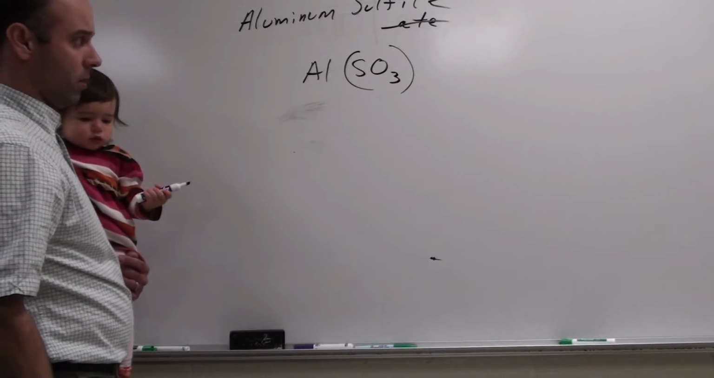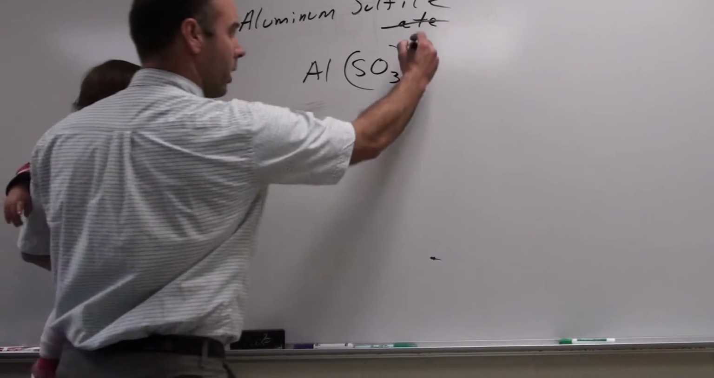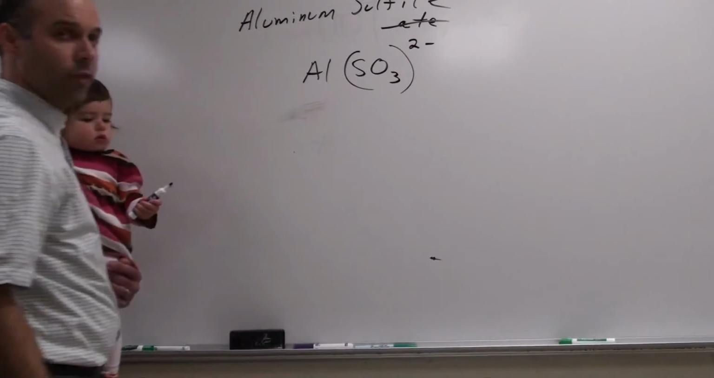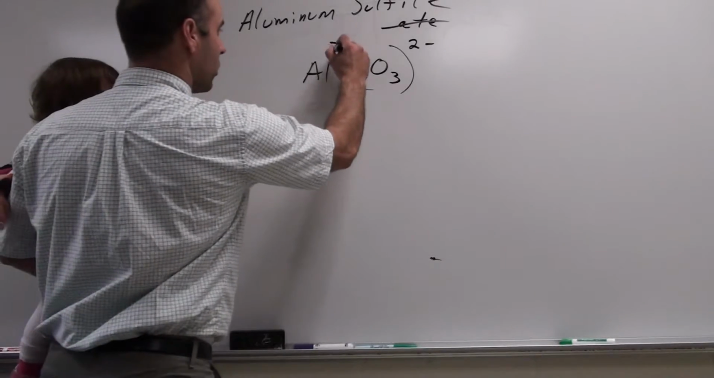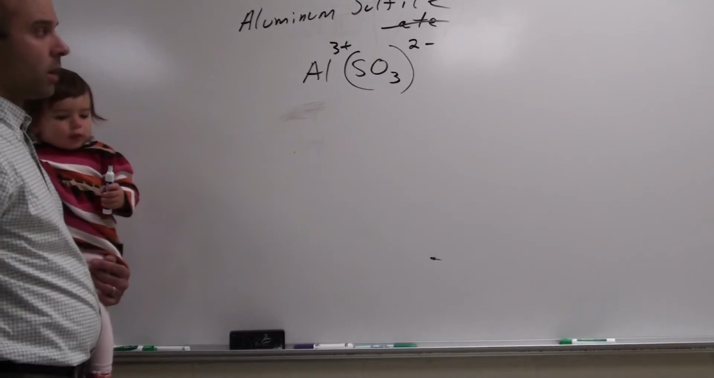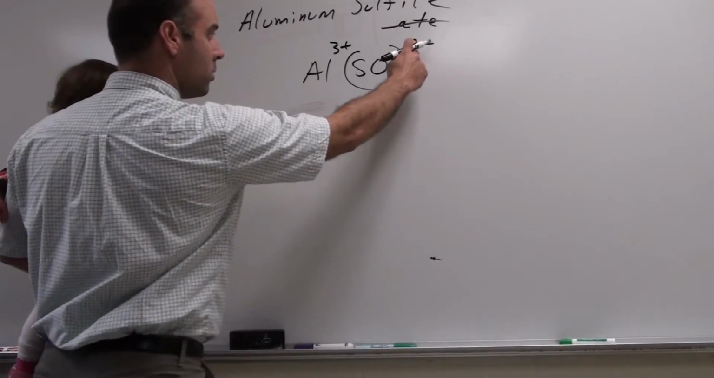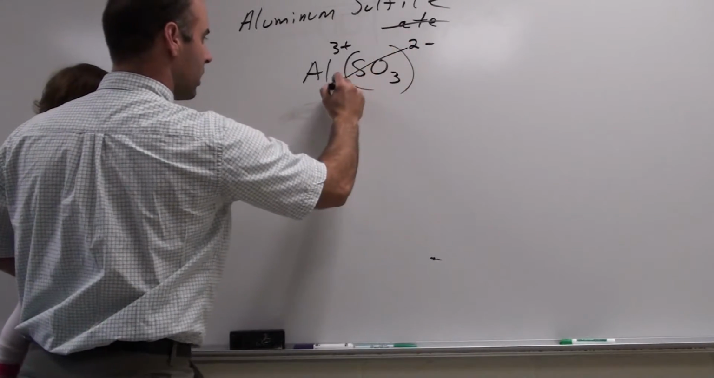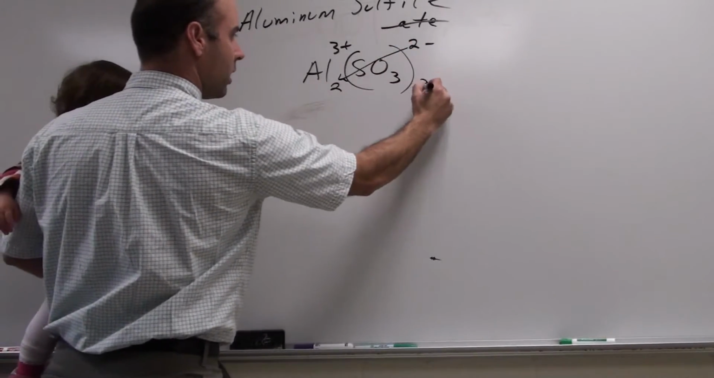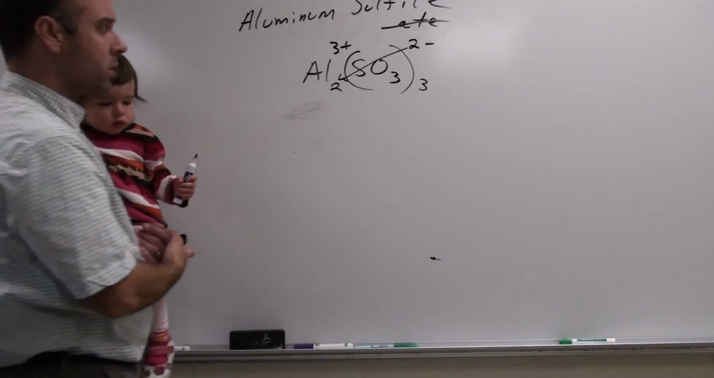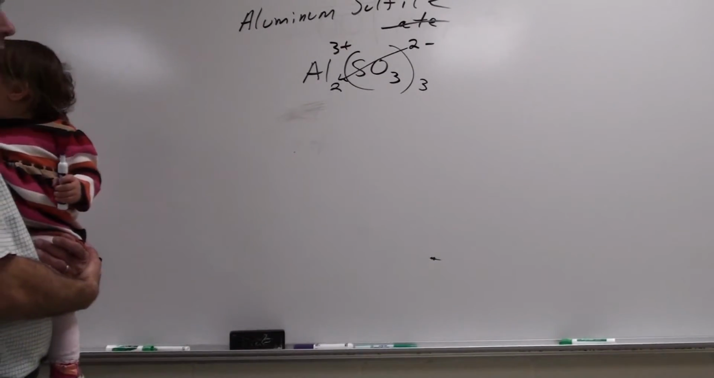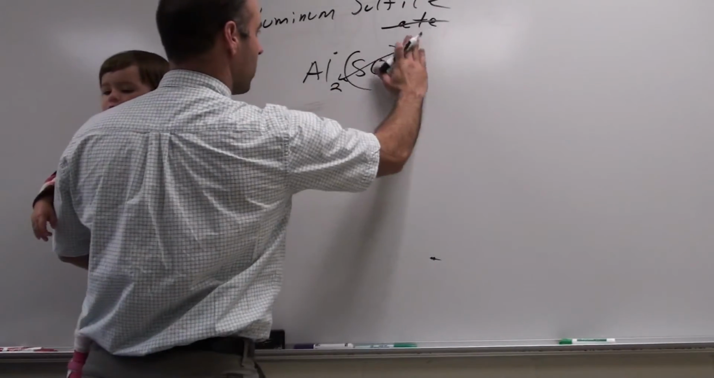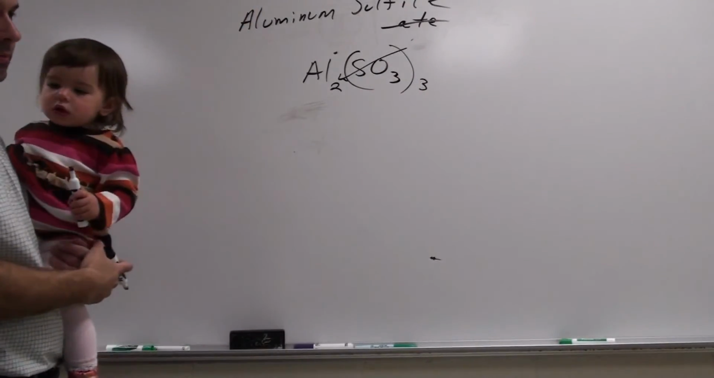Put parentheses around it. We write a charge up here for the sulfite, which is a 2 minus. Charge on aluminum is 3 plus. Then we crisscross. The 2 goes down here, and the 3 goes there. Once again, you never change what's inside the parentheses. So the compound will be aluminum sulfite.